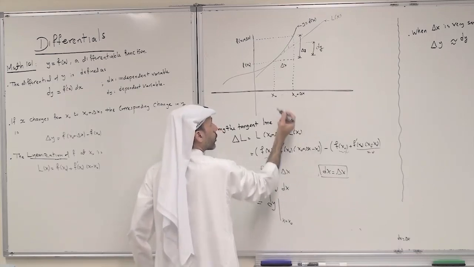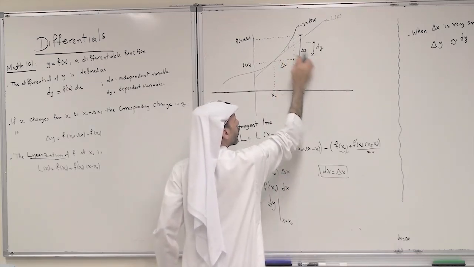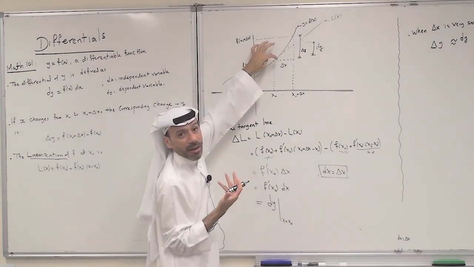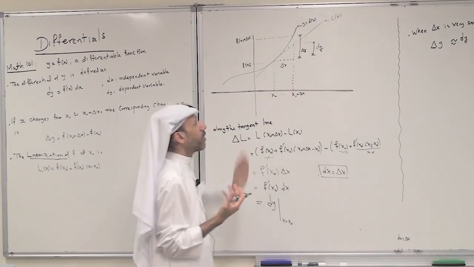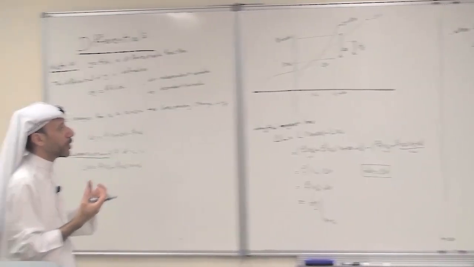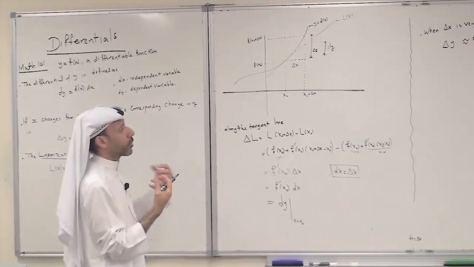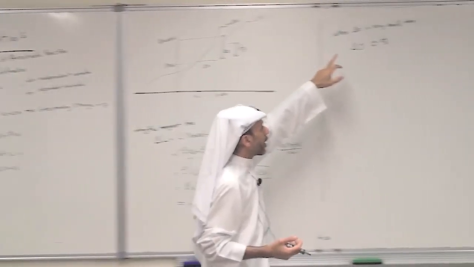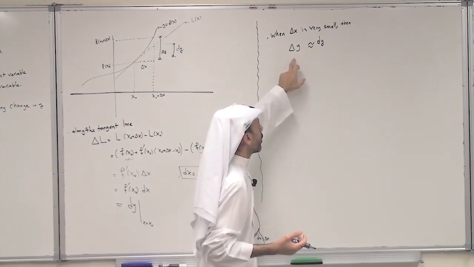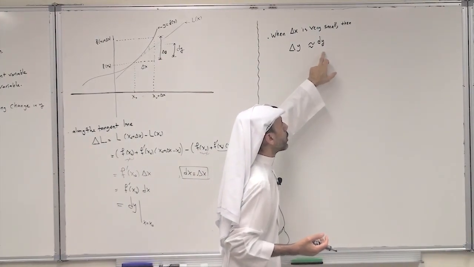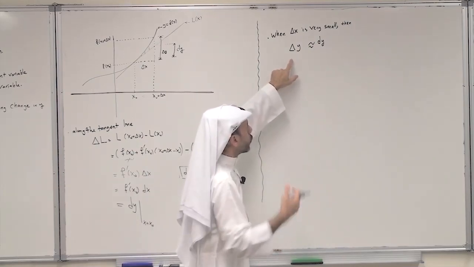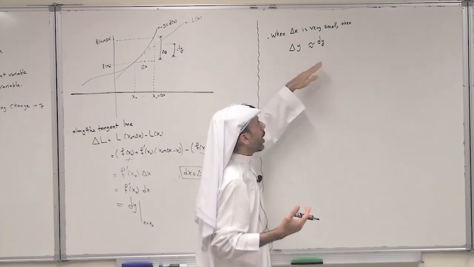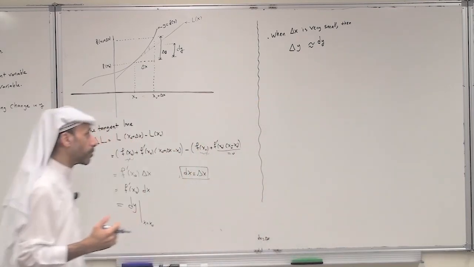As this point goes to x0, the difference between delta y and dy becomes very, very small until it becomes almost equal, if delta x is very, very small. So from this we get the following approximation. When delta x is very small, delta y is approximately equal to dy, i.e. the change along the curve is approximately equal to the change in y along the tangent line.